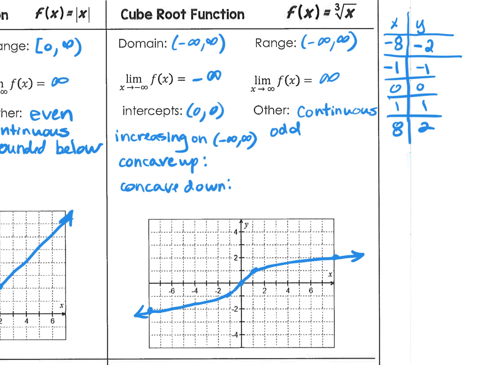Where is it concave up? Remember, up means it's like this, isn't it? Scooping up. So where is it concave up? Good. From negative infinity to 0. And where is it concave down? From 0 to infinity, which means it has a point of inflection where? Yep. Good.